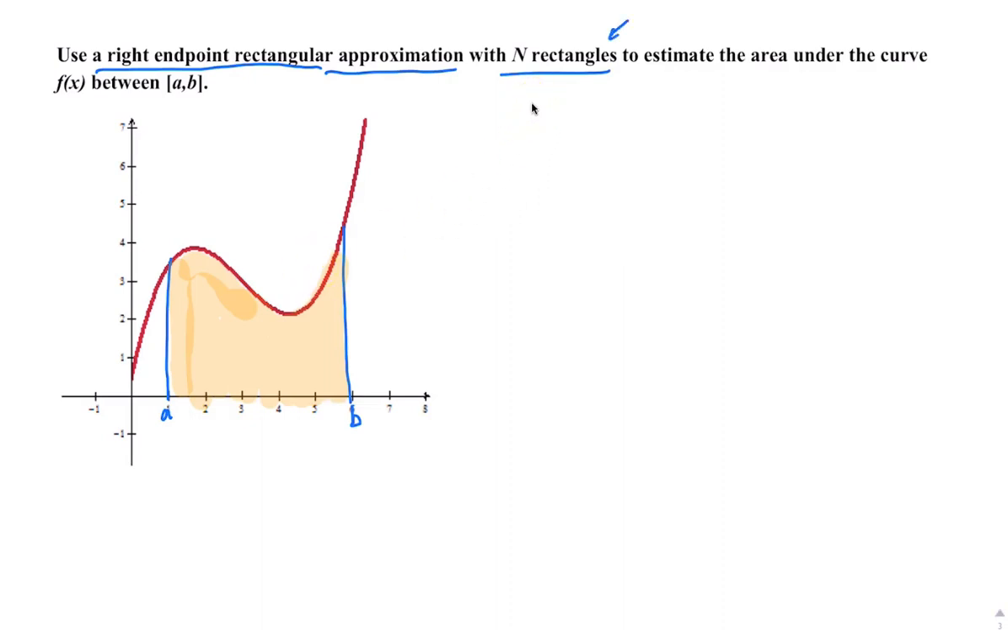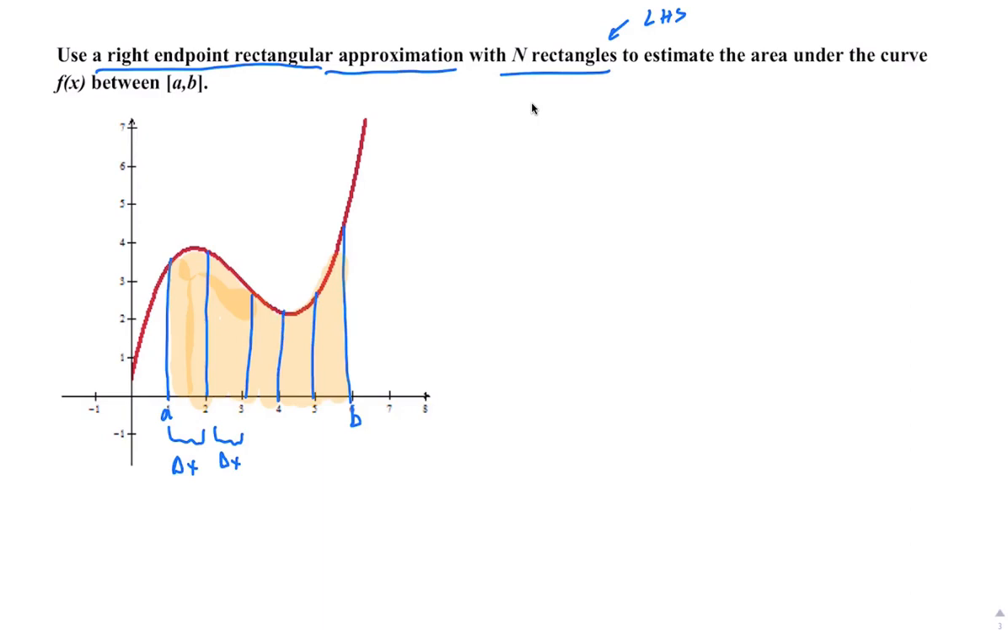When we draw rectangles, we start on the left-hand side. So if we do an interval, let's say from here to here is our delta x, our width. We're going to try to keep it the same. So here's our delta x. Same thing over here and over here.